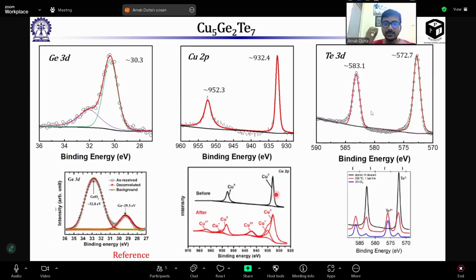Then I need to take the XPS data from your facility, because I have taken the XPS data from our facility, but it shows the germanium is present in the 2+ oxidation state. I don't believe that germanium is present in 2+. It must be present in the 4+ oxidation state. So we will run another measurement.